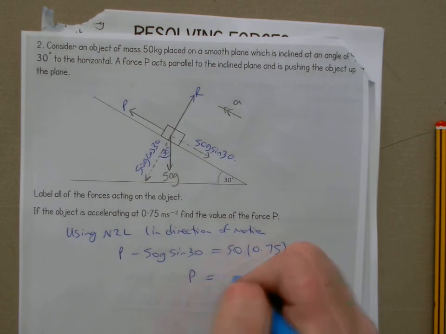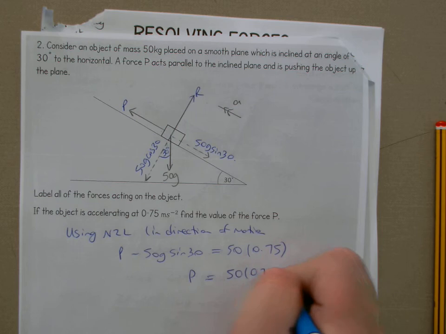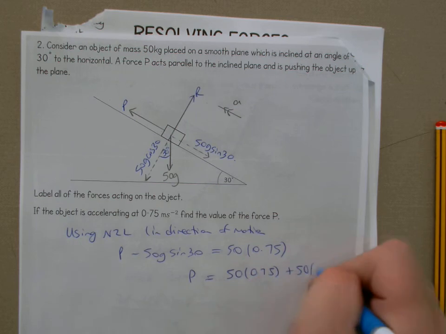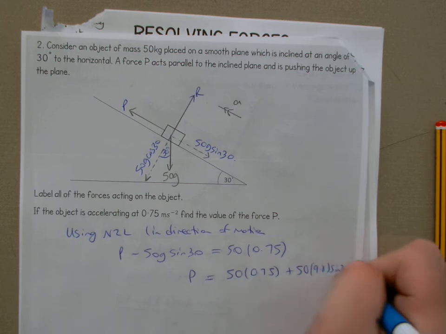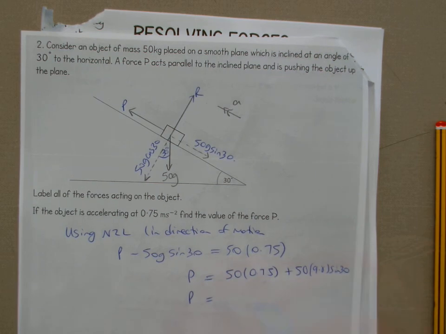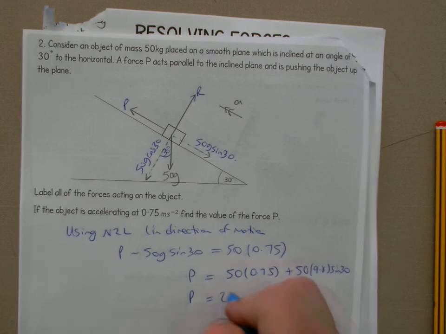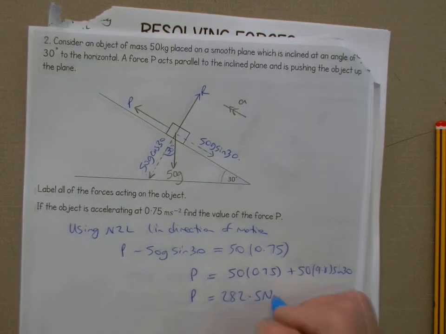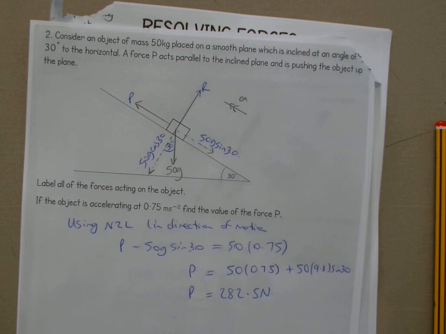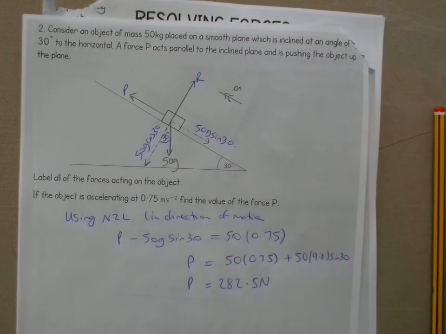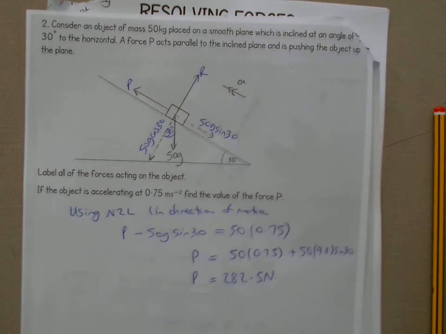So to get P, we'll work that out on our calculator, and we'll take that 50g over to the other side, which of course would be 50 times 9.8 times sine 30. If I do that on my calculator, it comes out to be 282.5 newtons. Have I done that right there? That's my answer. It's newtons because it's obviously a force. All right, so we used Newton's second law there to get our solution.